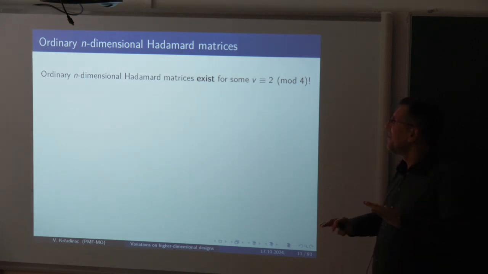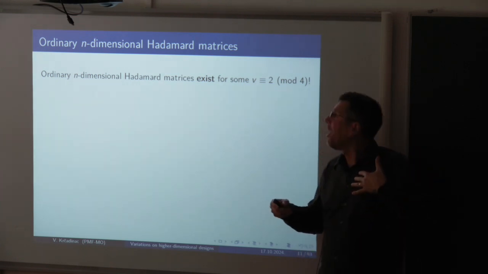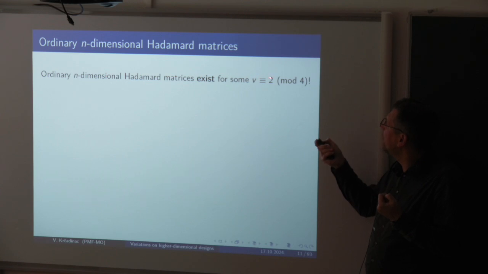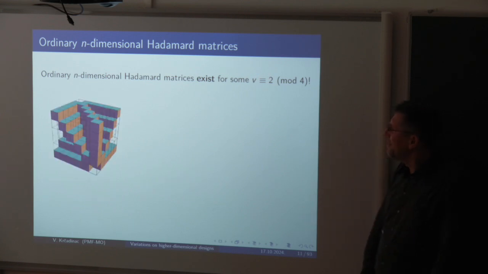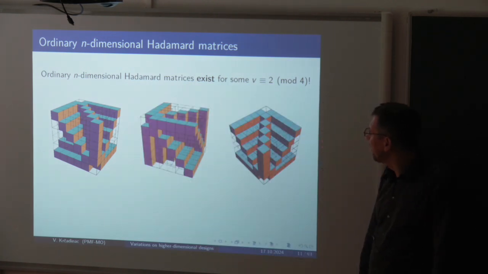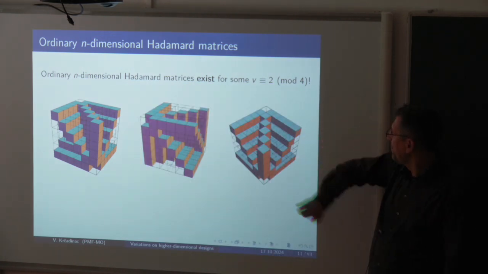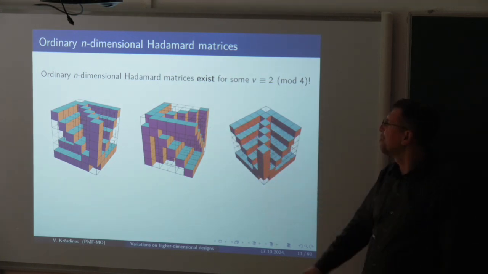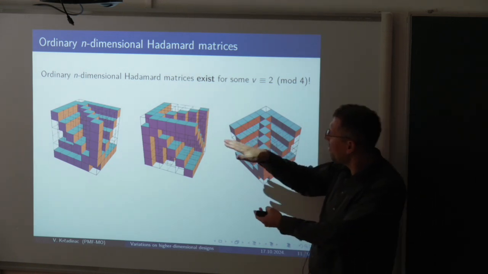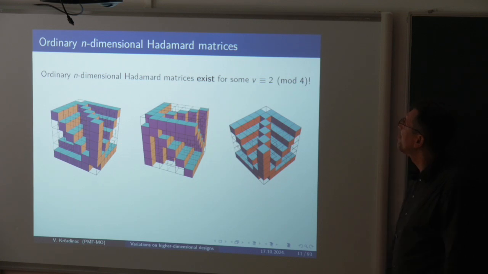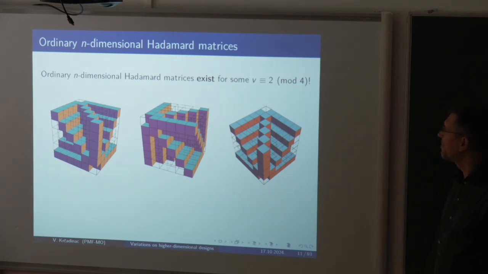Ordinary n-dimensional matrices, the ones that are not proper, are actually more interesting because they can exist for orders that are not divisible by 4. Here's an example of a 6 times 6 times 6 three-dimensional Hadamard matrix from different angles. Now, if you take a slice, it's not going to be Hadamard. It's a 6 times 6 matrix, and Hadamard matrices of order 6 do not exist, but any two slices in any direction, parallel ones, are going to be orthogonal. So this is an ordinary three-dimensional Hadamard matrix of order 6.